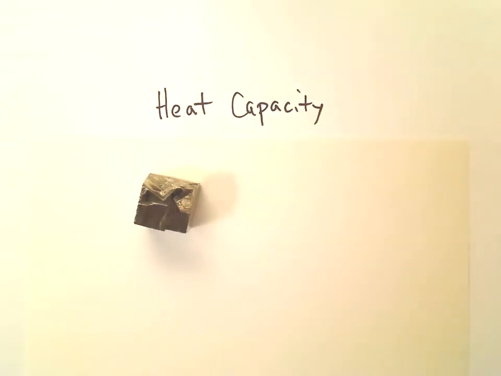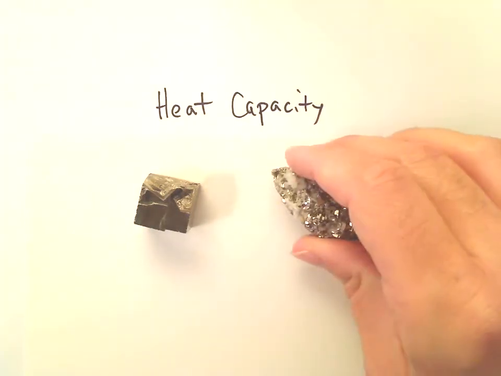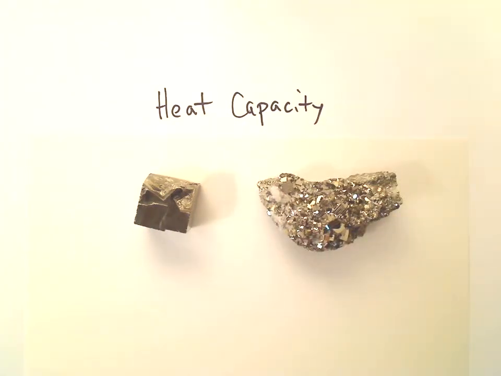So let's try to make the problem a little simpler. Let's bring in a second sample of pyrite. Which of these two has the greater heat capacity? You ought to be able to reason this one out. The larger sample has the greater heat capacity. Now, how do I know that?